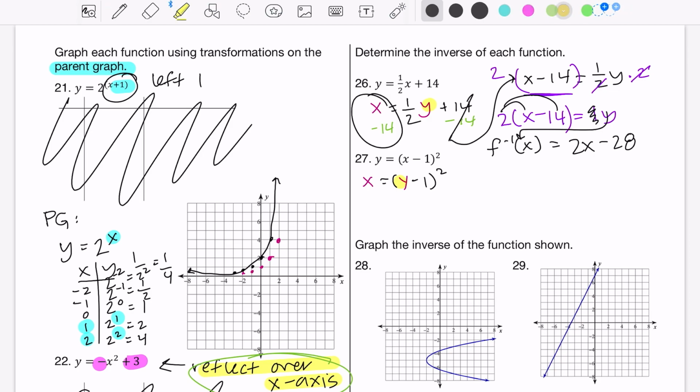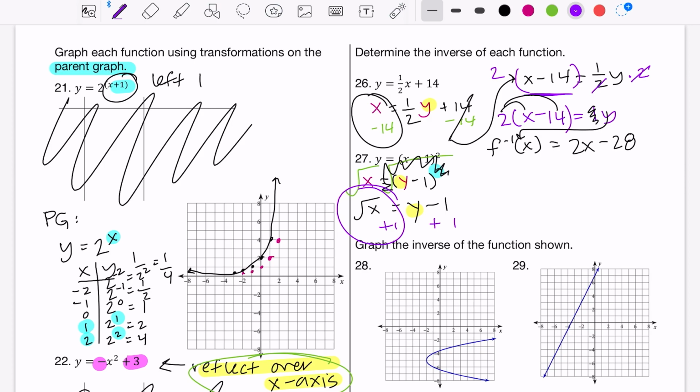So in order to undo the square, I need to square root both sides. Okay, and then that leaves me with the square root of x equals, the square root undoes the square, y minus 1. So now, again, I'm still trying to get that y by itself, but there is a minus 1, so I'm going to add 1 to both sides. These are not like terms, so I need to write it as the square root of x plus 1, with them being next to each other, equals y.